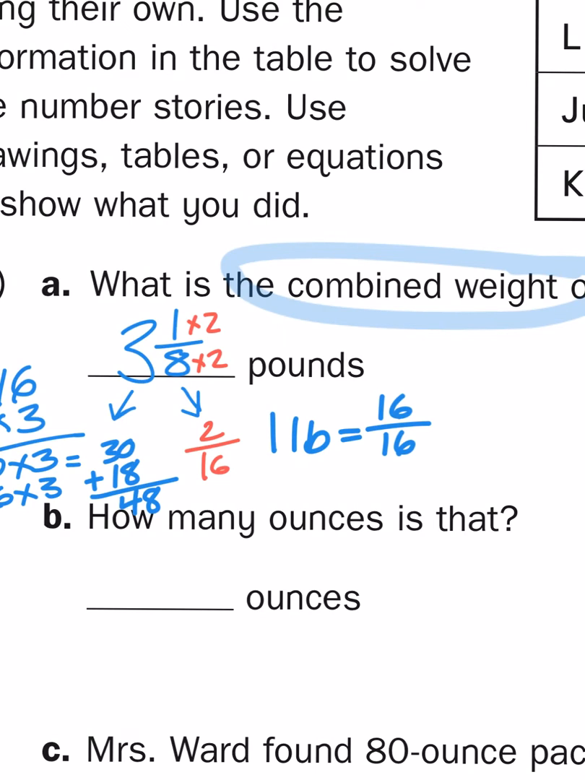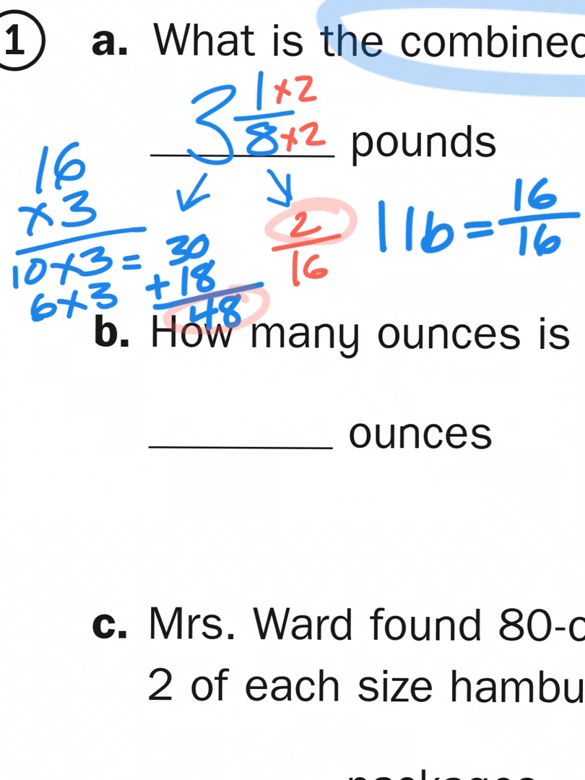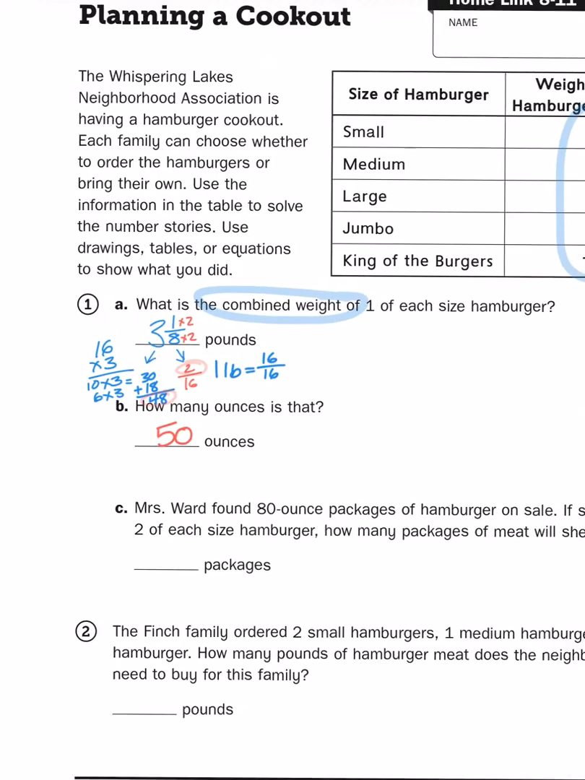So again, I'm just going to focus on this top number here, my numerator. So these are ounces. 2 ounces plus my 48 ounces. And of course, if I add 48 plus 2, you've probably already done the mental math. That gives me a total of 50. 50 ounces. So 3 1/8 of a pound is the equivalent of 50 ounces.